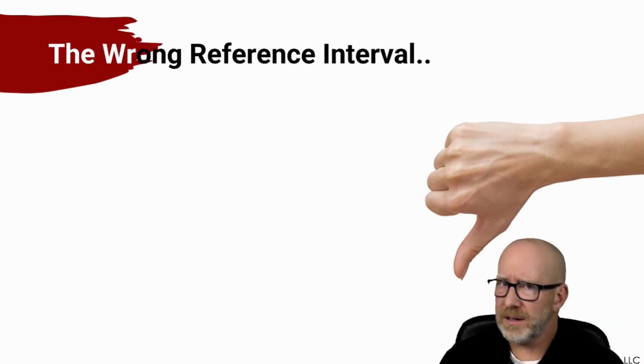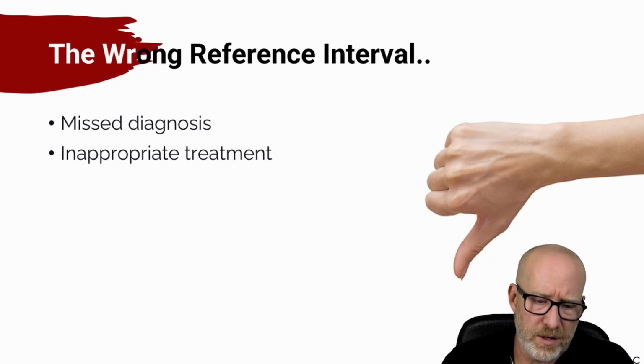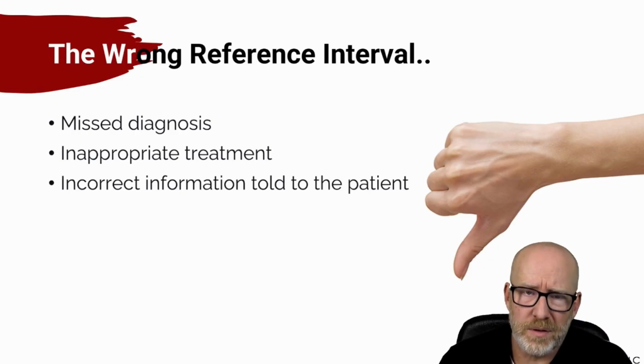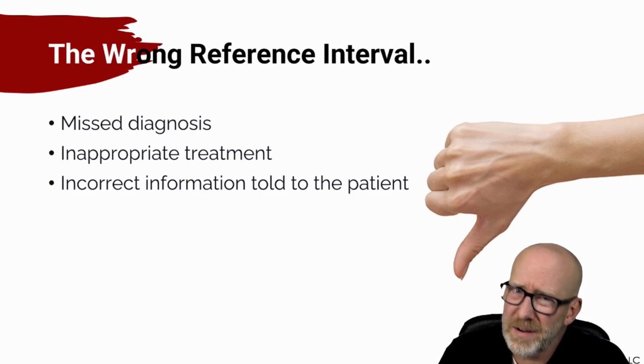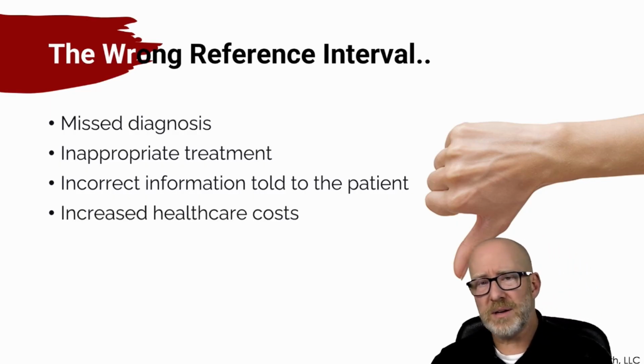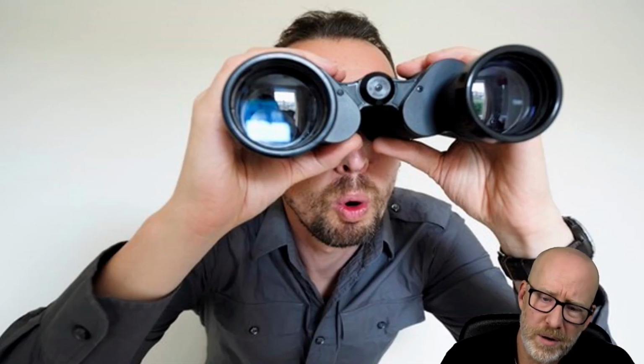The wrong reference interval, as you can tell, is going to misdiagnosis. You're going to give the wrong treatment or no treatment at all if you don't think it's out of the range. Incorrect information said to the patient. Maybe somebody's sick, or maybe they're told they're healthy when in fact their physiology is a little bit backwards. Increased healthcare costs, and so much more. This is a critically important aspect of blood chemistry.